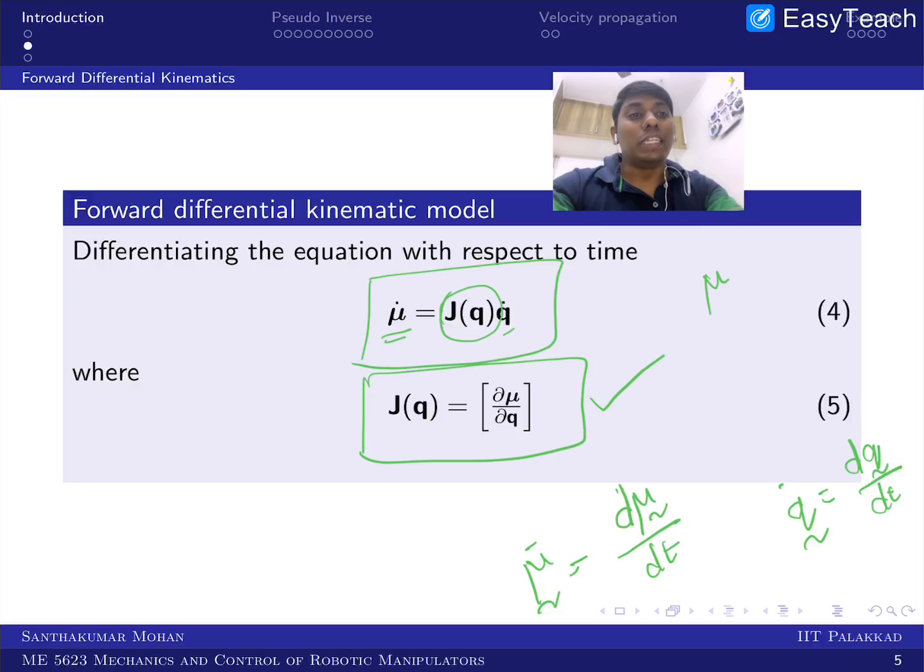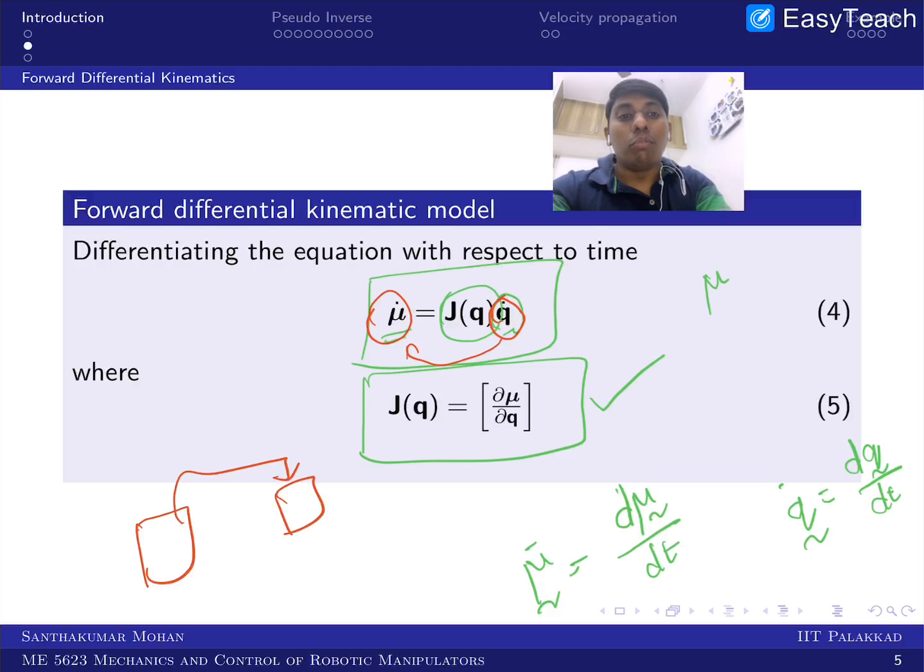Here you can see that q dot is the joint space velocity, and mu dot is the operational space or task space velocity, and this Jacobian gives the information between these two, right? That is what it is doing, in the sense that it is a mapping tool. This mapping tool, which we call the Jacobian matrix, is very straightforward. In the other case, it is the kinematic transformation matrix, but at the velocity level.